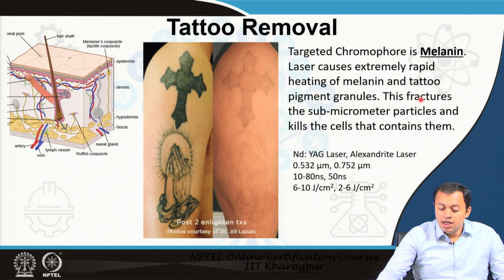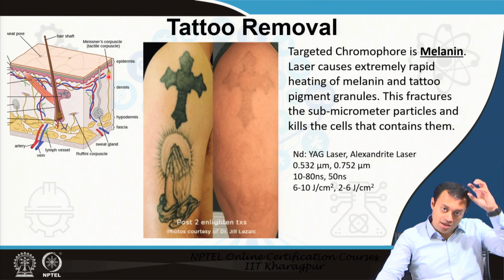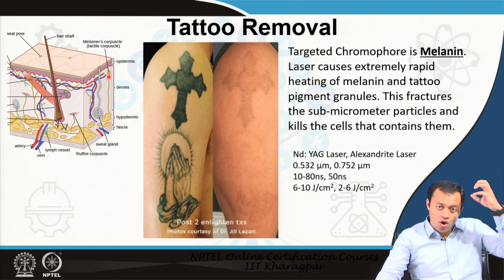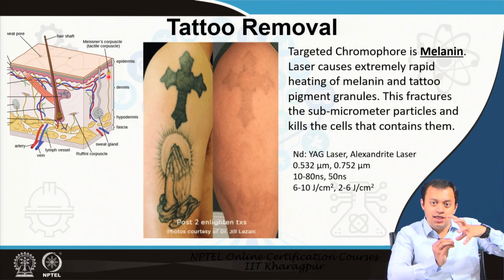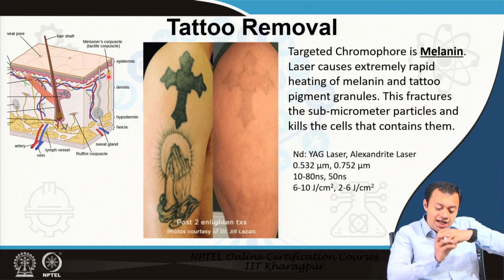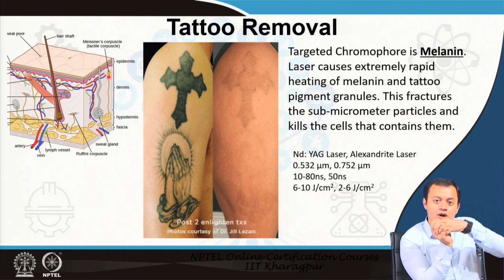At the same time, you can fracture the submicrometer ink particles, and you also kill the cell. You also kill the cell, the part of the epidermis, dermis cell, the interface cellular structure or intracellular junction where the ink has nested. Either you are evaporating the ink by rapid heating, or you are killing the cell that has absorbed the heat.